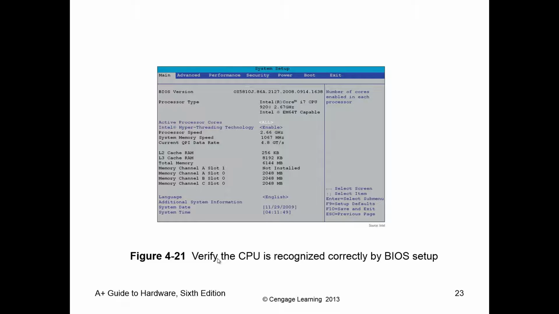Here's the example of our BIOS, and this BIOS recognizes an i7-920. So assuming that was the processor we installed, we should be good.